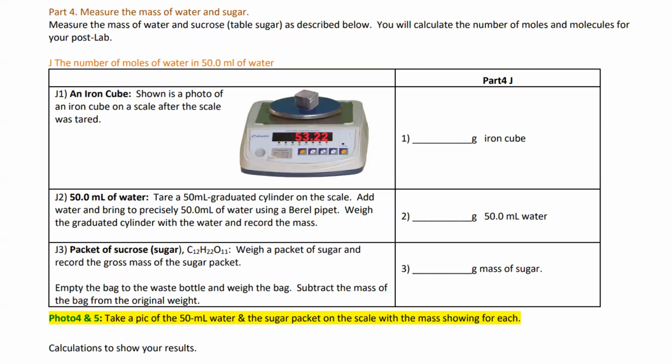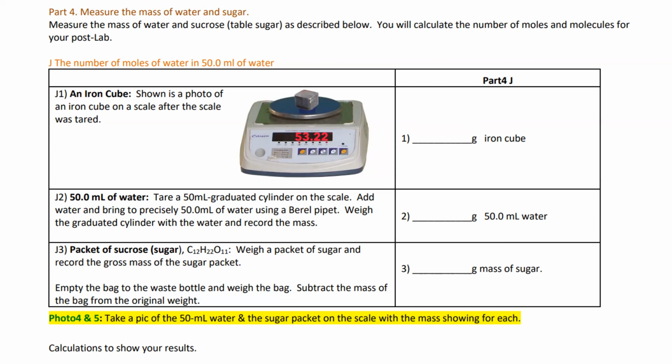So this is what it looks like for part J in the experiment. Again, it gives you a photo of an iron cube on a digital scale. Remember to record all of the numbers that you see on the digital scale. So over here, you should write 53.22 grams of iron.